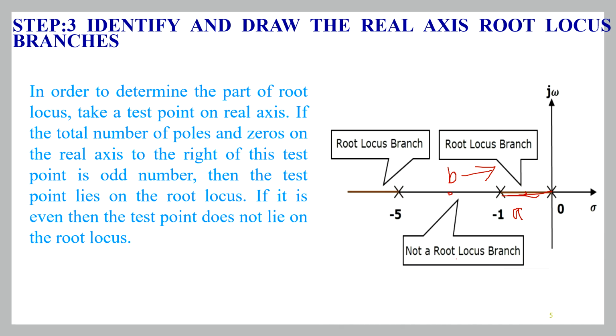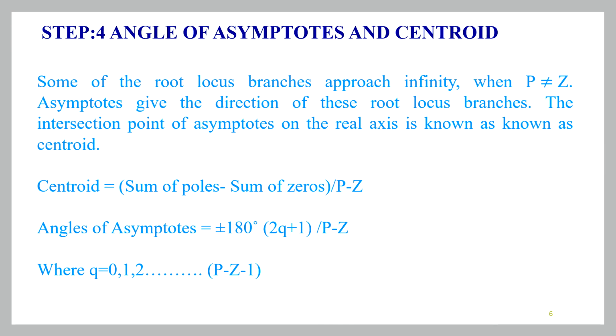So the root locus will not exist here. Similarly, assume a test point here to the left of point -5, named point C. To the right of point C, the total number of real poles and real zeros is 3, which is an odd number. So that's a possibility of existence of root locus.